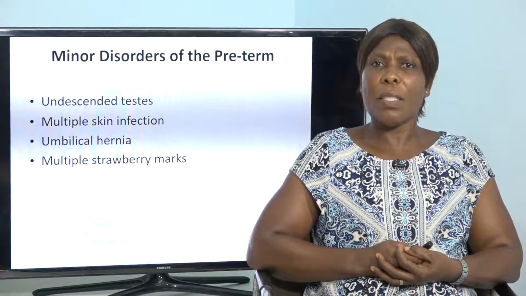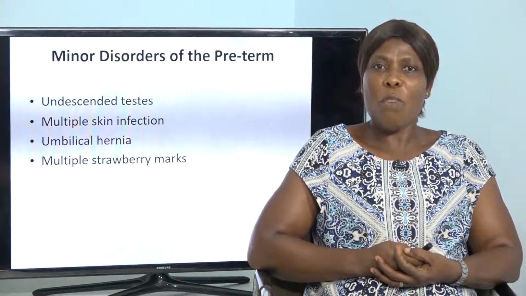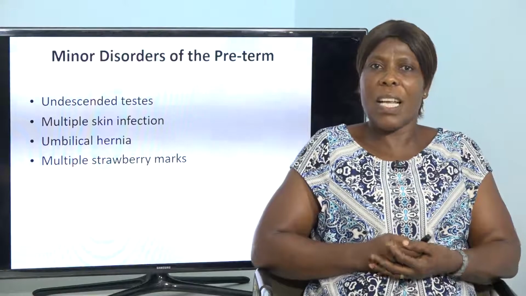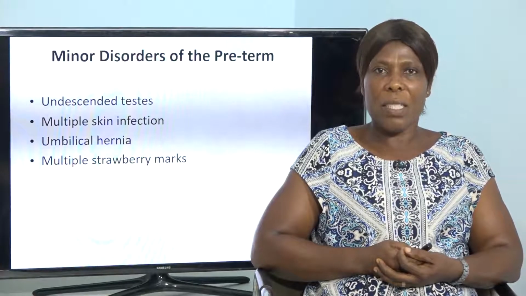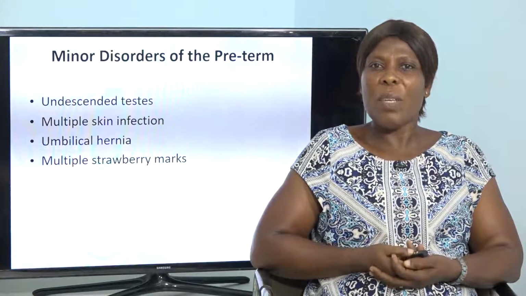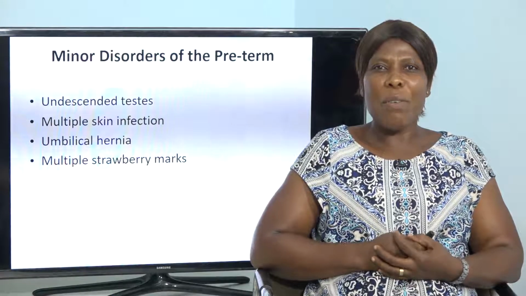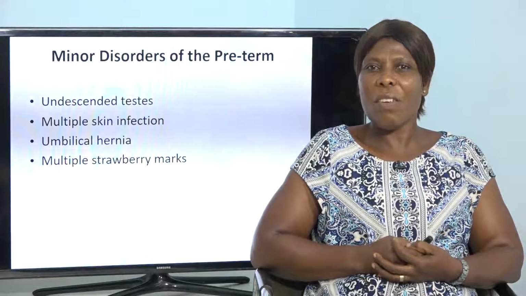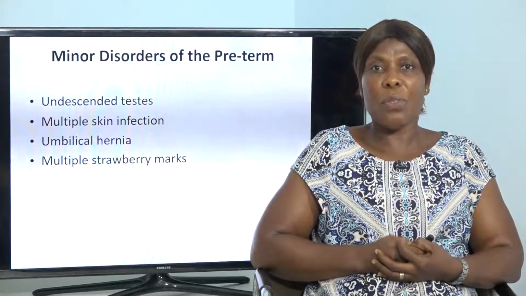They also have multiple skin infection. Some come in the form of the strawberry marks, as in the last point, the multiple strawberry marks. Multiple skin infection, they will be having rashes, the pemphigus, the impetigo. All these skin rashes occur in them. But with good management, they are able to survive.